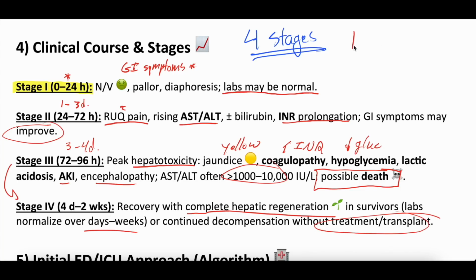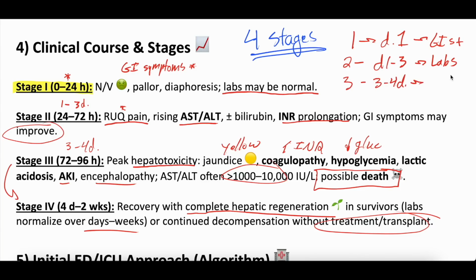So just to say it out loud: stage 1, I like to think of it as day 1, 0 to 24 hours, nonspecific GI symptoms. Labs might be normal. Stage 2 is days 1 through 3, and this is where labs start to become deranged. Stage 3 is 3 to 4 days, and this is where you can die. This is where you go into liver failure. If you make it to stage 4, though, this is where you start to get recovery. If you don't make it to stage 4 and your stage 3 just keeps worsening, you might need a liver transplant. So these are well-described stages.